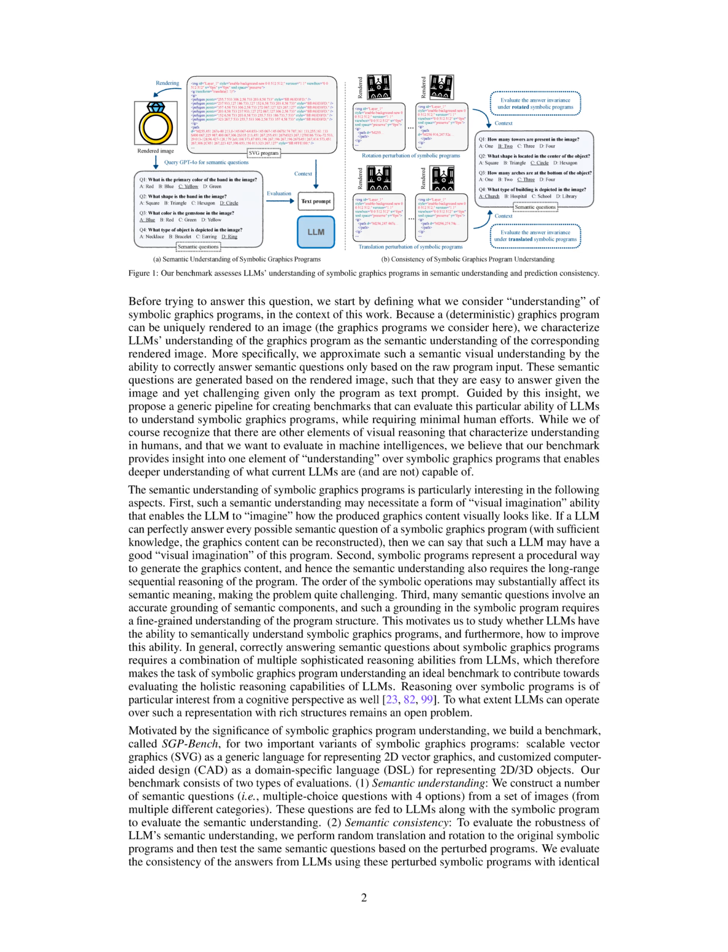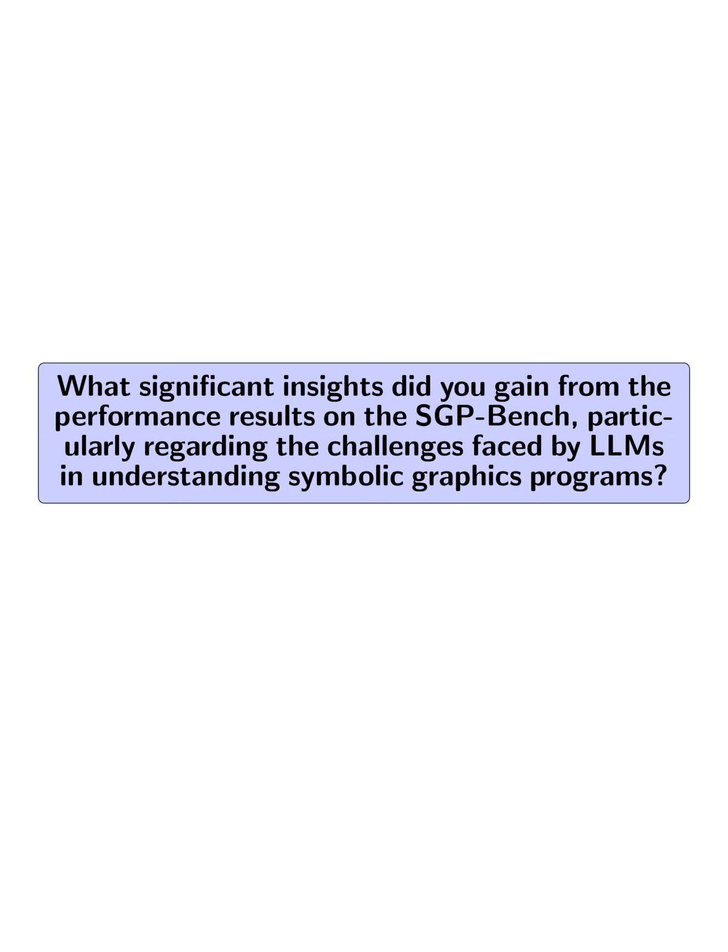To assess semantic consistency, we introduced perturbations such as random translations and rotations to the symbolic programs, ensuring that the semantic meaning remained unchanged while altering the code representation. The model's consistency in answering the same questions based on these perturbed inputs was measured using average accuracy and a proposed consistency score, which indicated how consistently the models maintained their predictions despite significant changes in the input code. What significant insights did you gain from the performance results on the SGP bench, particularly regarding the challenges faced by LLMs in understanding symbolic graphics programs?